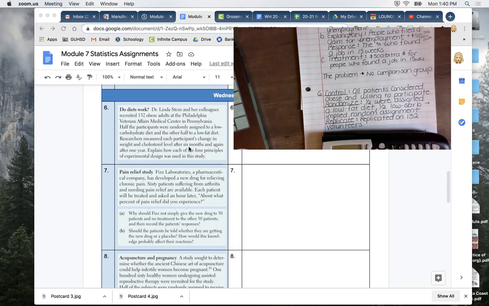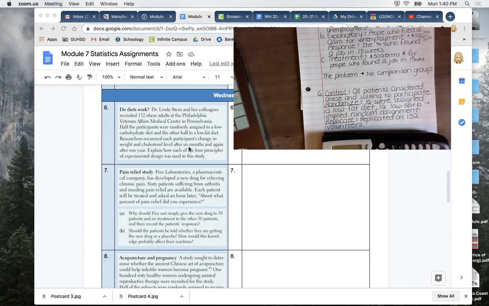So in this one, control, all patients considered obese and willing to participate in this one. So that's the control group, is that all patients are considered obese and willing to participate. So we're controlling it in that way. We're selecting the individuals that will actually be involved in it.